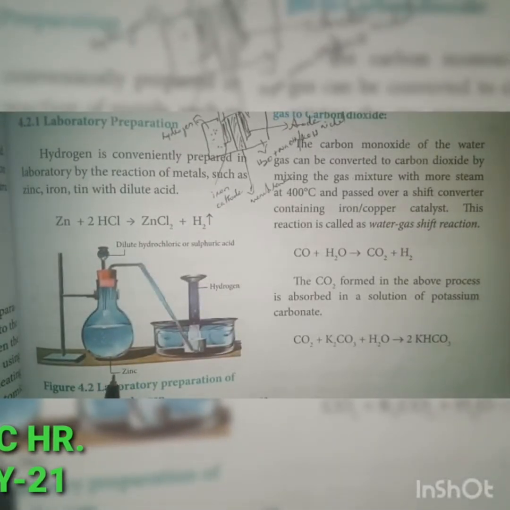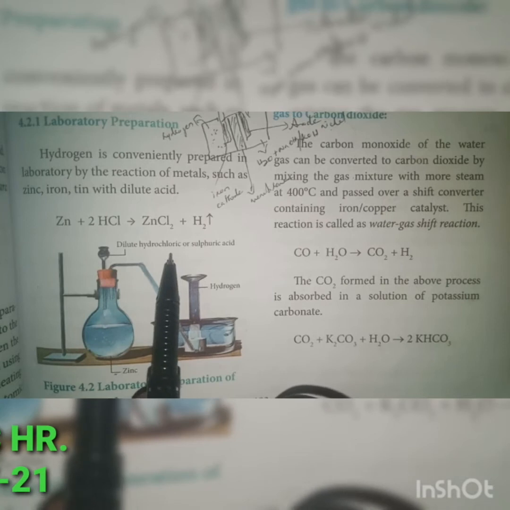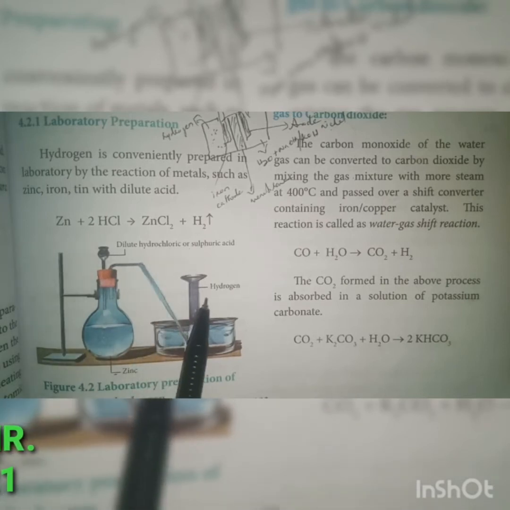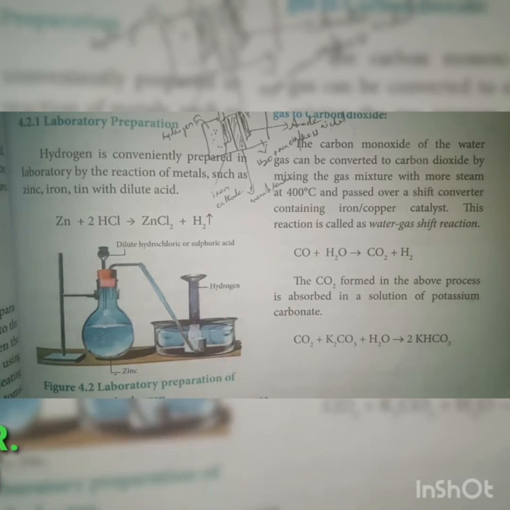So here we take zinc, with dilute hydrochloric acid or sulfuric acid. So any acid. Here hydrogen gas is obtained. So this is the laboratory preparation of hydrogen. And the next one, industrial production.